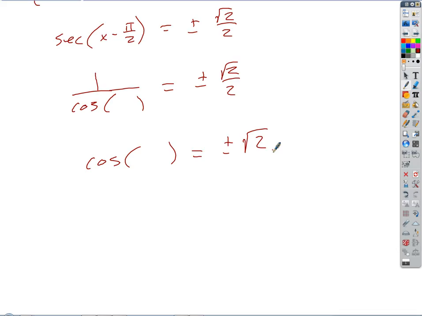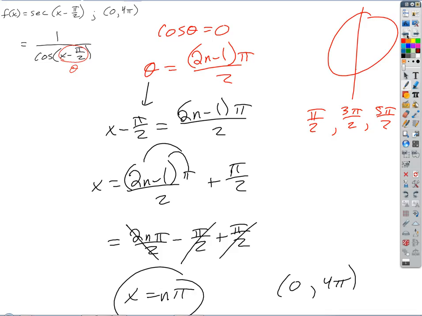So our answer is 0. No, our answer is, if we go back here, we need to know what the sign of our second derivative is, and it's never going to change. Positive.